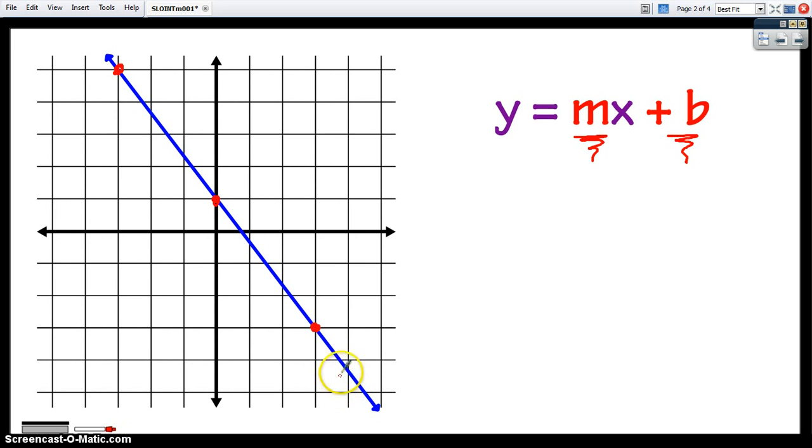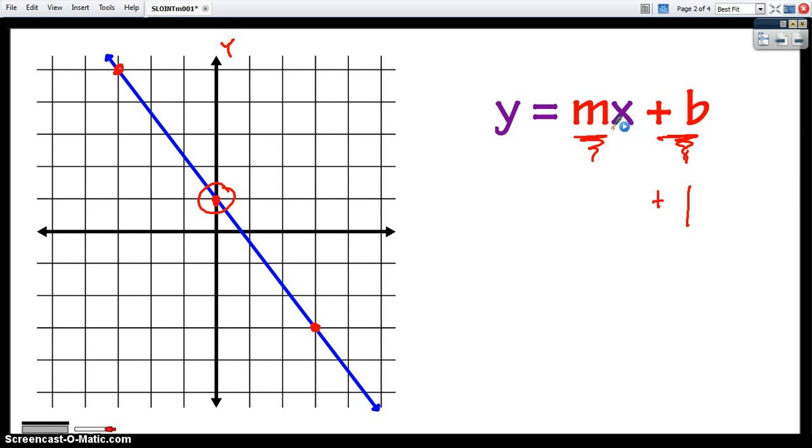First off, the y-intercept. Now once again, the definition of the y-intercept is where our line crosses the y-axis, which in this case would be right here, 0, 1. Our y-intercept is 1. So now that we've got our y-intercept, now we can go to slope.